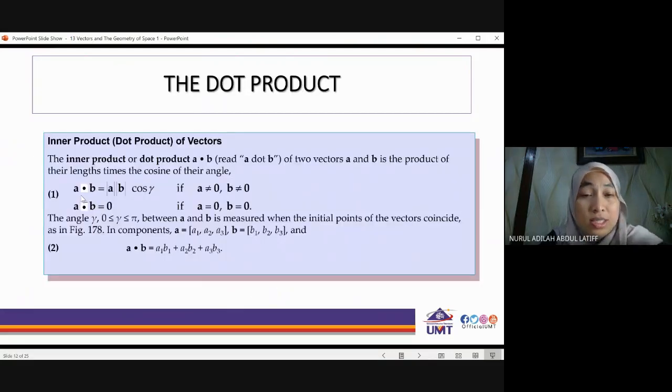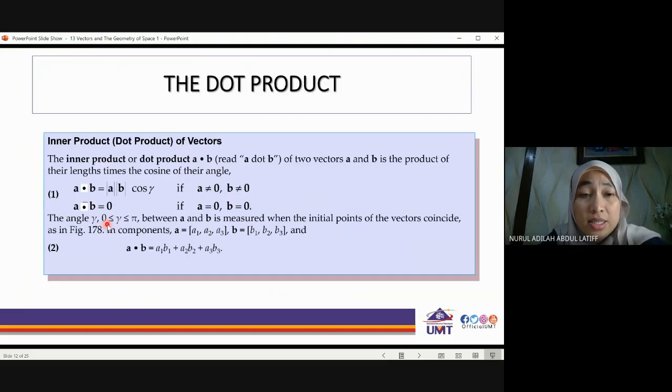Okay, so the dot product. The inner product or dot product of vectors always gives a scalar. The inner product or dot product A dot B of two vectors A and B is the product of their lengths times the cosine of their angle. So A dot B equals |A||B| cos alpha if A is not equal to 0 and B is not equal to 0. A dot B equals 0 if A equals 0 or B equals 0.